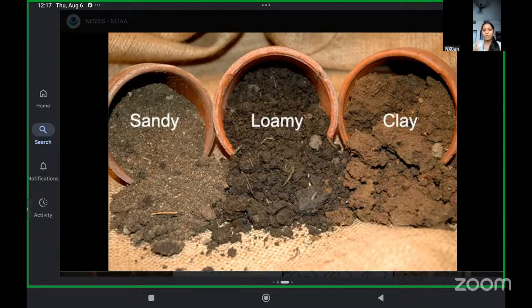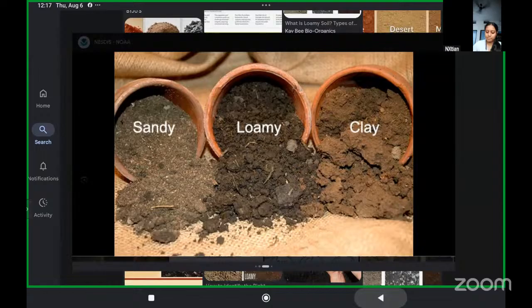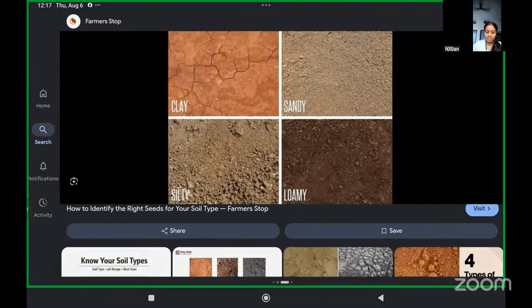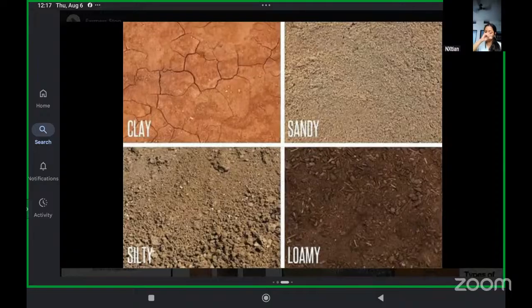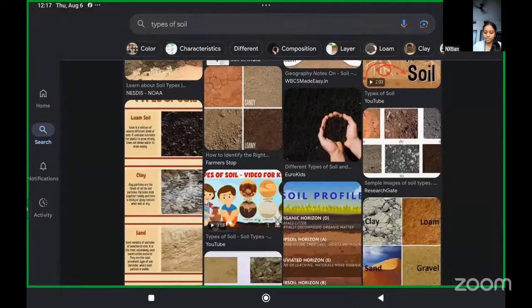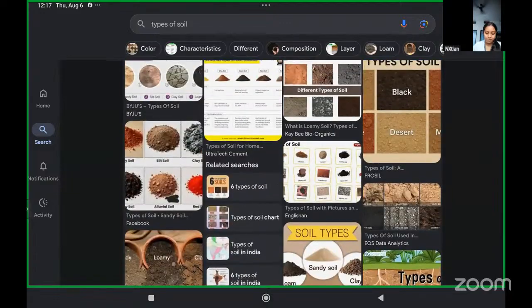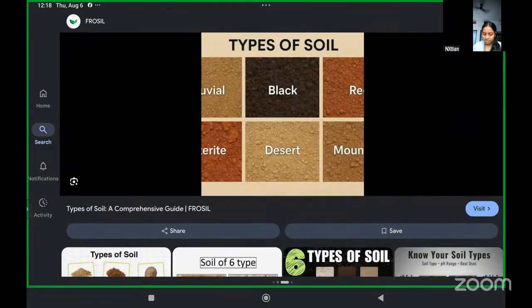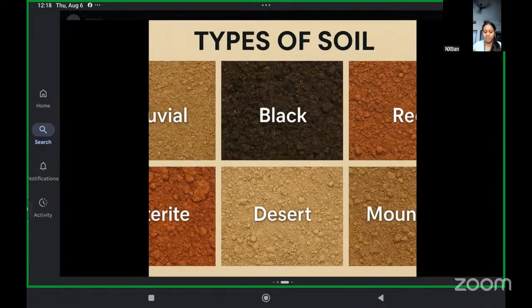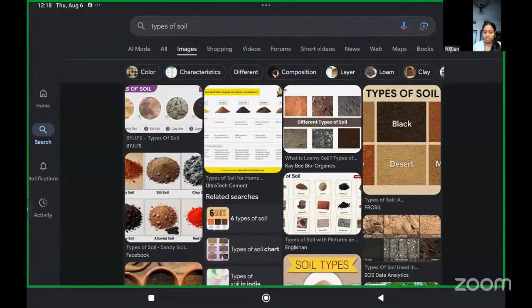Some soil will absorb water very quickly. Some soil will not absorb water quickly. They will take time. Some soil has very fine, small particles. Some soil has big particles, more bigger particles. On these bases, very different types of soils are there. We have silt also. We have clay soil, sandy soil, loamy soil, black soil, red soil. In this image, you can see black soil, alluvial soil, red soil, desert soil, many types and many categories of soil.